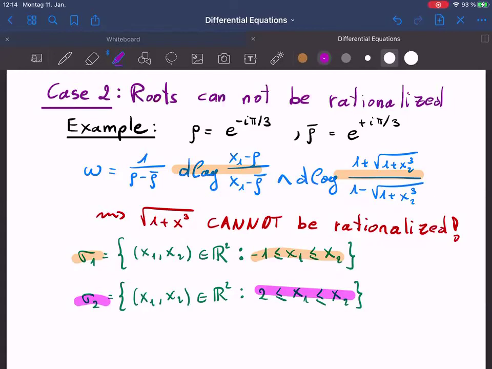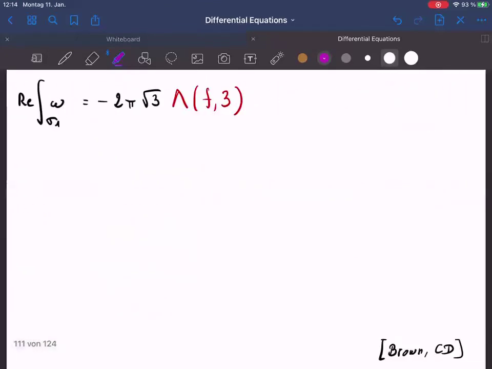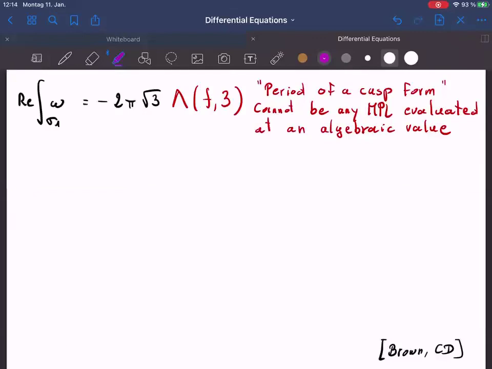So it's very similar. But what we will see now is that just changing the starting point of the integration makes the result very different. Because what's going to happen? If I choose sigma 1 as integration region that goes from -1 to infinity, the real part of this integral, you can evaluate it analytically, and it gives you something that is -2 pi times square root of 3 times lambda of f comma 3. So you probably have never heard of lambda f comma 3. It's just a complicated name for something that in math is called a period of a cusp form.